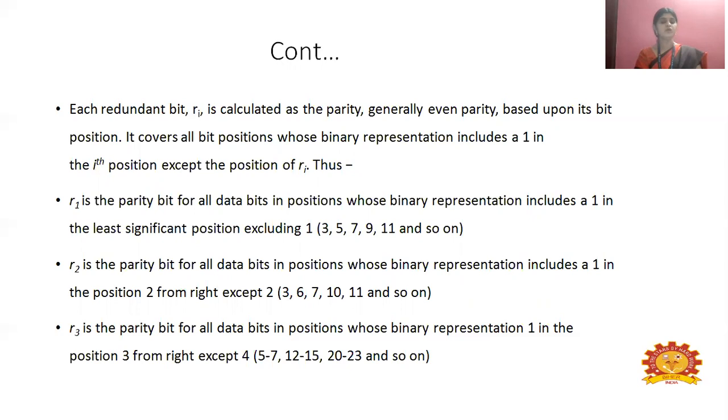R3 is the parity bit for all the data bits in the positions whose binary representation has a 1 in position 3 from the right, except 4. That is 5 to 7, 12 to 15, 20 to 23, and so on.